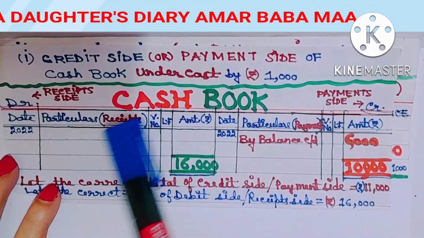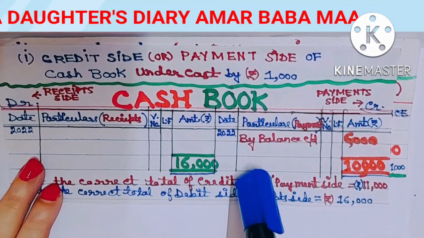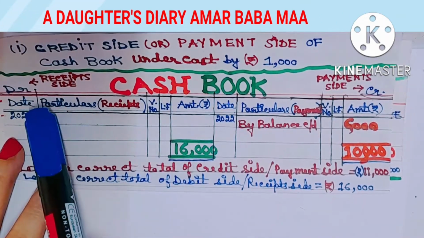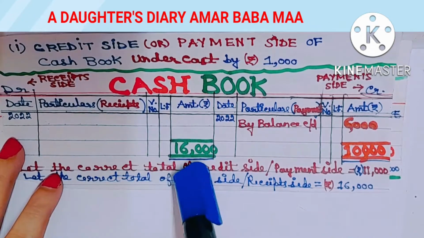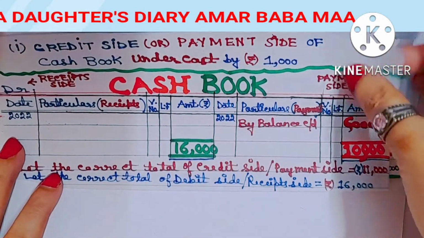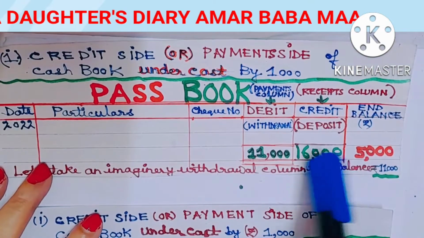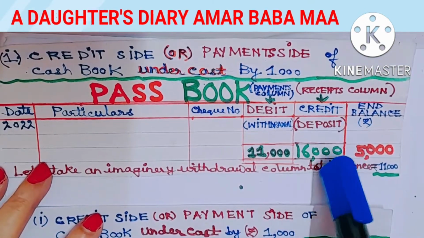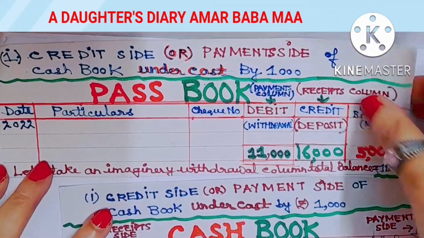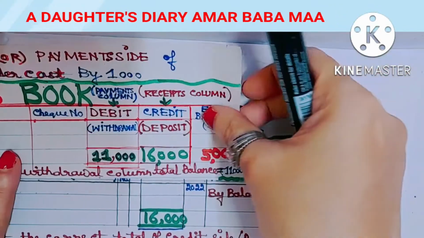See, the debit side or receipt side of the cash book is 16,000, which is correct, as in the passbook. The total of the debit side or receipt side is equal to 16,000, just like the passbook. Let me show you. See, the credit column or deposit column is 16,000. So both are correct. The receipt side is correct.